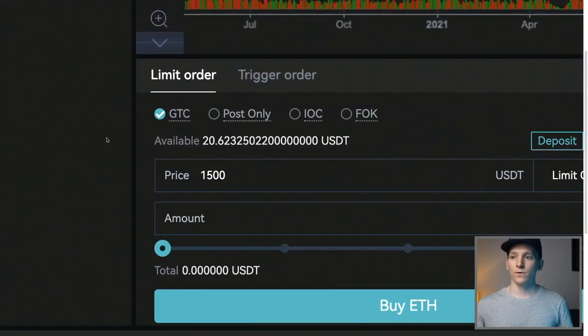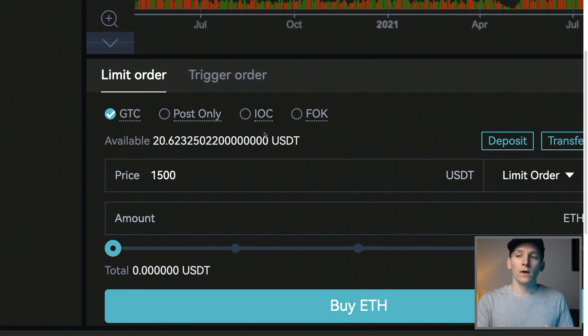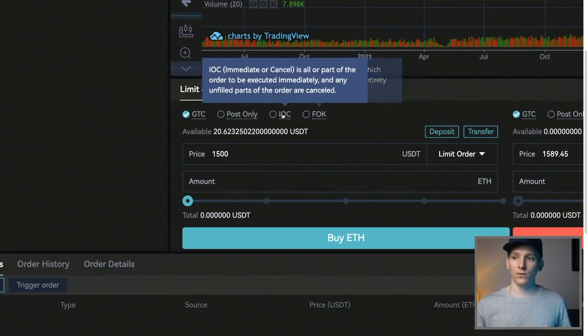Now, you can also do immediate or cancel, right? That is all or part of the order to be executed immediately and any unfilled parts cancelled. So if you wanted to buy $100 at a certain price and you can get 50 done, it will trade 50 and then cancel the rest of the order. Fill or kill is when you say, I want to buy $100 at 15, and if I can't do it immediately, just kill the entire order, and so it won't go down into your limit orders.